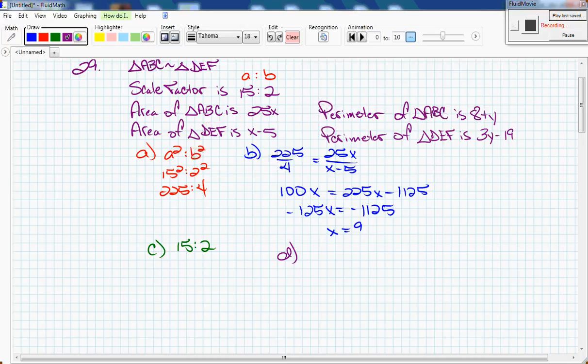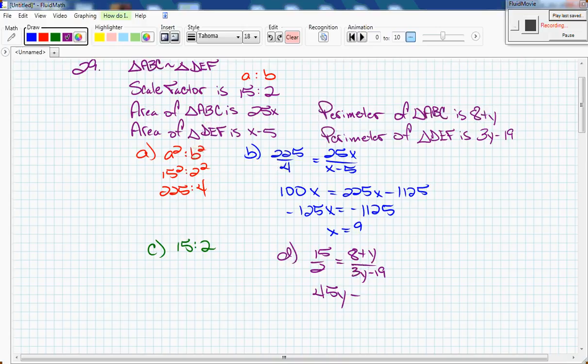In part D, it says write and solve a proportion to find the value of y. We have here both perimeters in terms of y. We know the scale factor of the perimeters is 15 to 2. So we just set up our proportion, and again we will cross multiply. And what we get is 45y minus 15 times a negative 19.